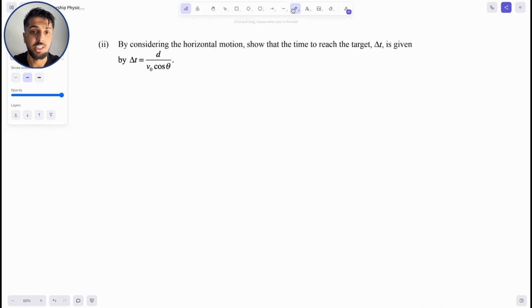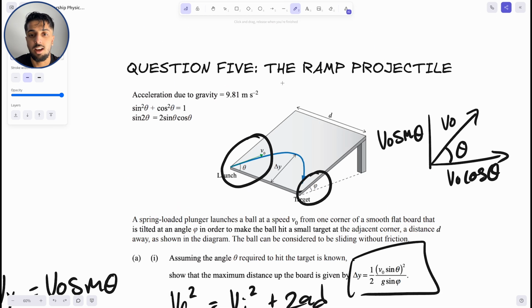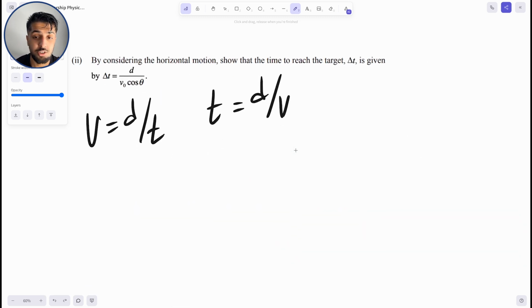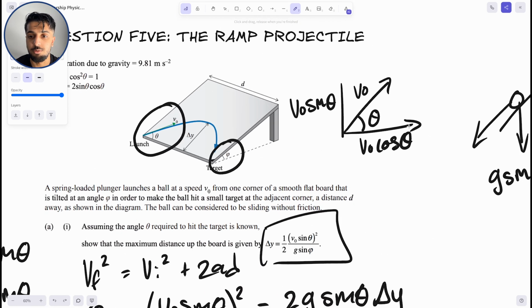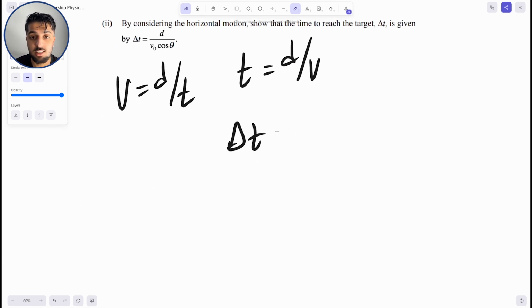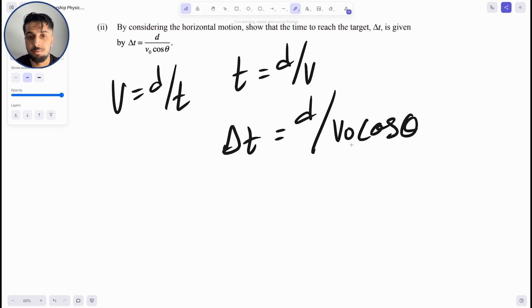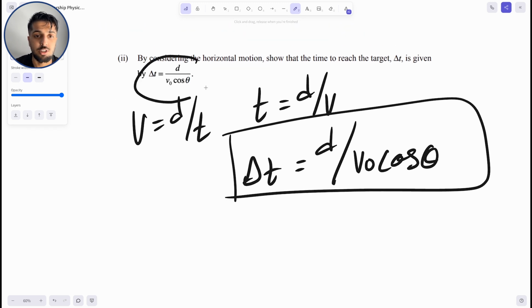Here we go. By considering the horizontal motion, show that the time to reach the target, delta t, is given by that equation there. So as we know in our kinematics, the horizontal motion is dictated by v is equal to distance over time, and therefore our time is going to be our distance over our velocity. Now our distance is just d, as seen here, and our velocity in the horizontal motion is v cos theta, as discussed previously. And so we can just plug that in. Our delta t is equal to d all over v naught cos theta. And as you can see, that is the equation we are trying to find.